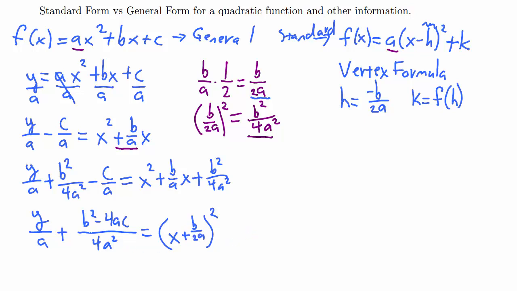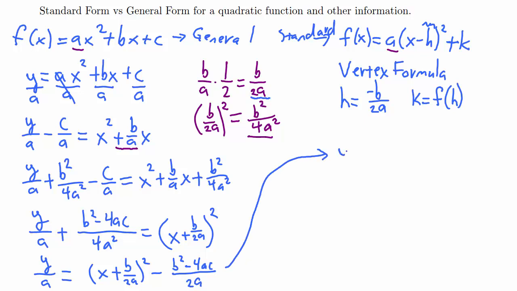Now I can subtract (b squared minus 4ac) over 4a squared to the right hand side, and then I can multiply by a. And whenever I subtract, I get y over a is equal to (x plus b over 2a) squared, and then the minus (b squared minus 4ac) all over 2a. And then I can multiply by a on both sides, and what that's going to do is give me y is equal to, I still have the a out front because this is a binomial squared.